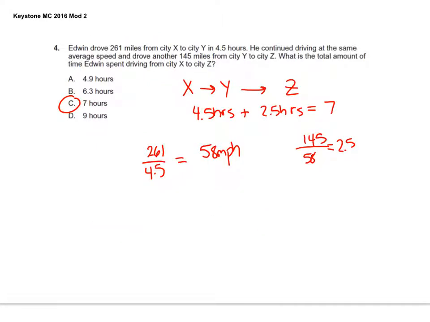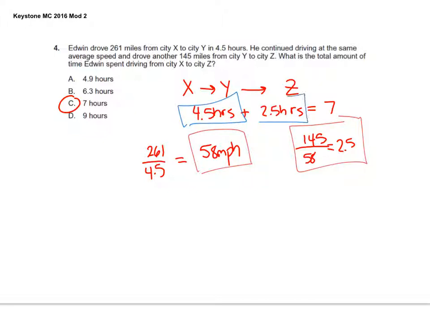Question 4 is meant to confuse you. So I went through and read it again and realized that we have Edwin driving from basically X to Z, but we're going through city Y. If he's driving 261 miles and it took 4.5 hours, his speed was 58 miles per hour. I got that by dividing. Then he continued on for another 145 miles. If he's going 145 miles at 58 miles per hour, he has another 2.5 hours to his trip. So X to Y was 4.5 hours, Y to Z was 2.5 hours. It gives me about 7 hours for that trip.